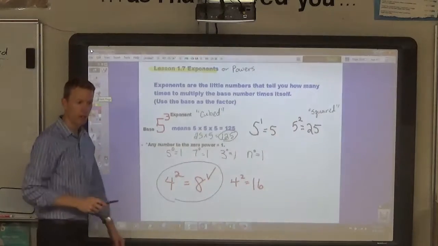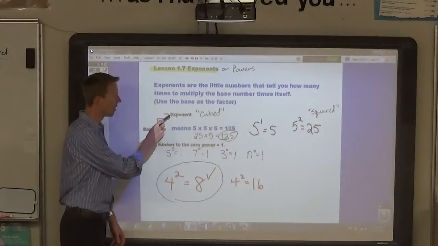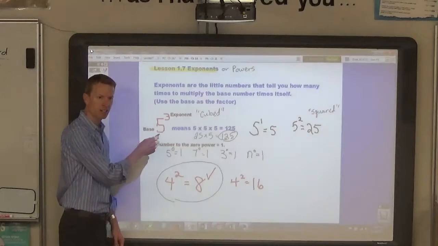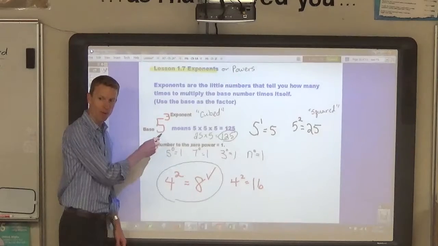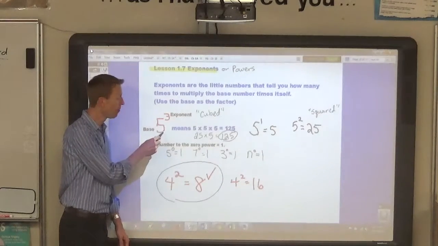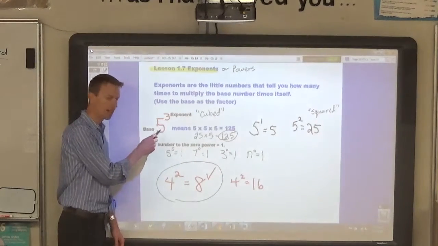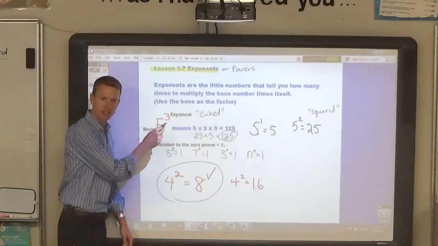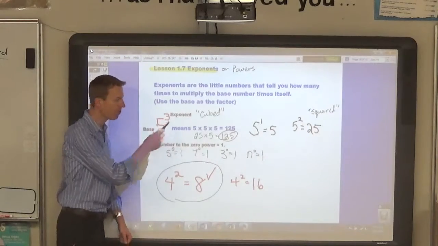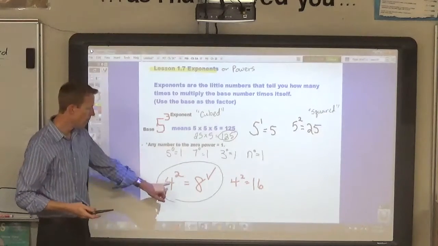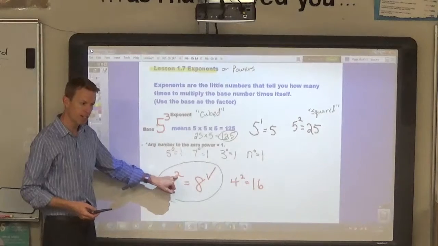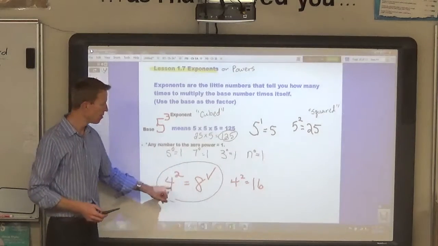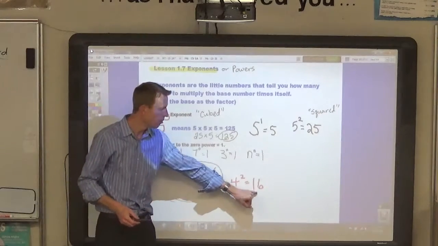Then we talk about exponents. Exponent is the little number. It tells you how many times to multiply the base times itself. And remember, when we took that quiz, some people forgot to do that. They forgot to multiply the base times itself, and instead multiplied the base times the exponent. That's not how you find the answer here. Okay? Remember, 4 to the second power does not mean 4 times 2. It doesn't equal 8. It means 4 times 4. It equals 16.